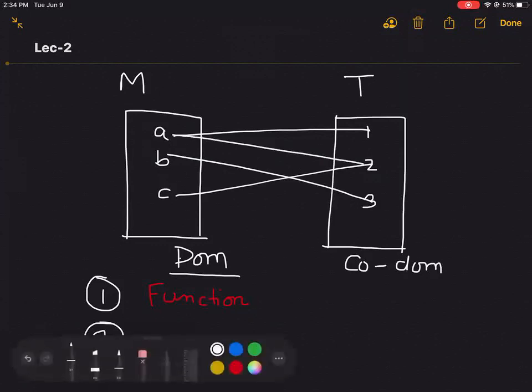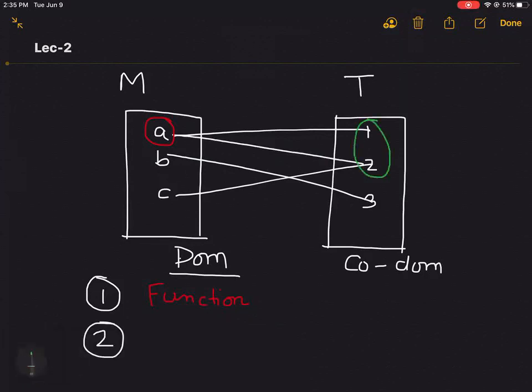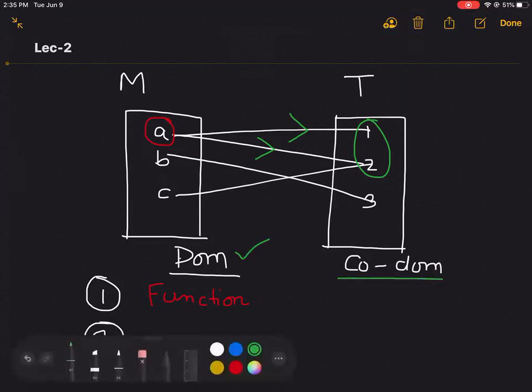So now we can see this element A is actually related to more than one element in the codomain, as you can see. A is related to both 1 and 2. Can you see that? So one element of domain is related to more than one element in the codomain. We say that, hold on, this is not a function.